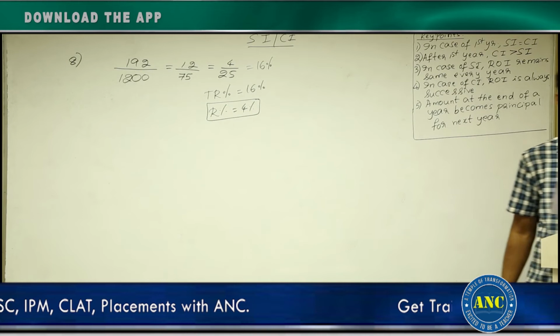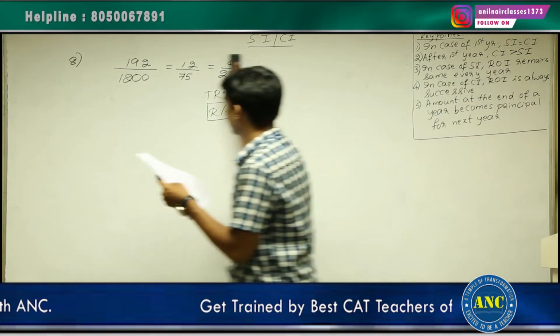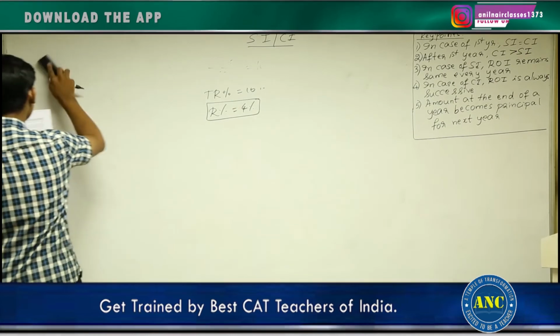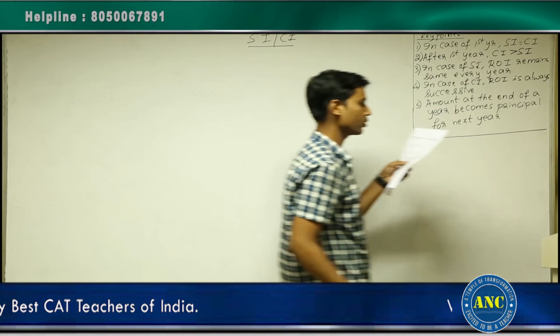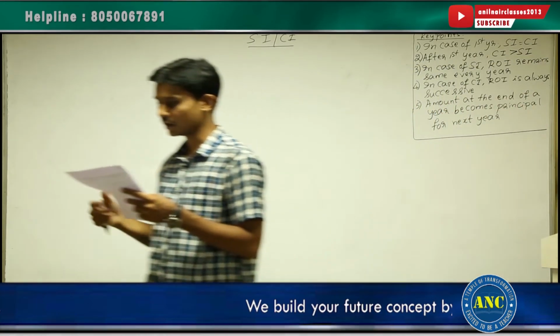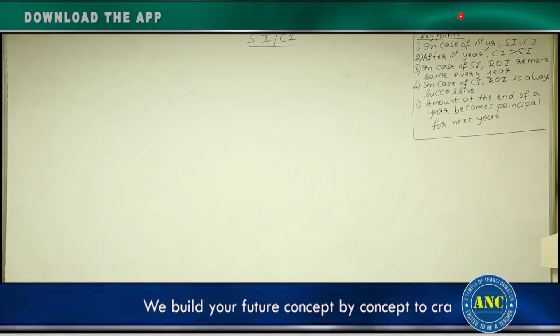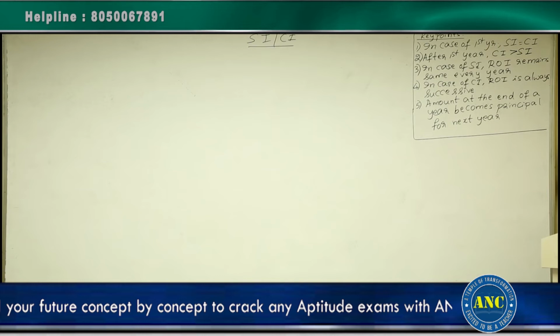Listen to this. In how many years will rupees 200 produce the same interest at 6% as rupees 800 produced in 3 years at 4.5%? That means in how many years rupees 200 will produce the same interest at 6% as rupees 800 produced in 3 years at 4.5%.